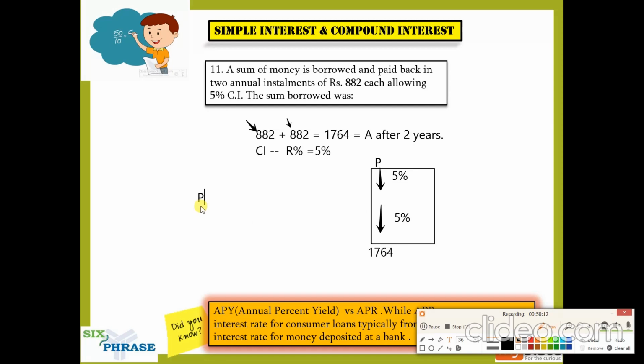So let's take P. If I have to increase it by 5%, I have to multiply it by 105 by 100. Okay, and again if I have to increase it by 5%, I have to again multiply it by 105 by 100. Okay, now this is equal to 1764. Now this will finally give you the value of P to be 1600. So do the calculations and you will get this answer.